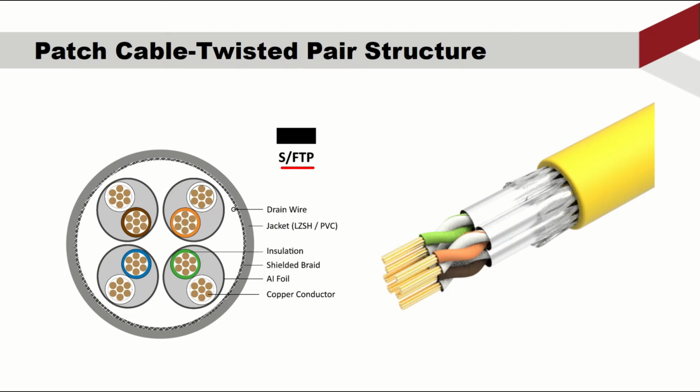Next, we'll talk about the S/FTP. The S means the shielded braid for the outside, and the foil will be over every single pair of the twisted pair. Also, we will need a drain wire to do the grounding.